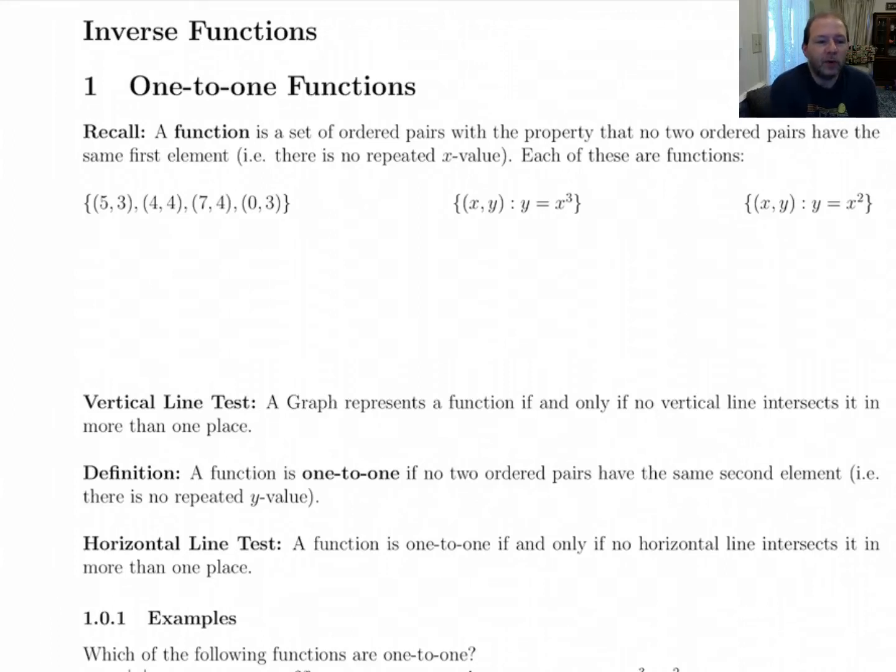Hi guys. Today we're going to look at section 3.7 from the book, which is on inverse functions. The first thing we're going to talk about though is one-to-one functions.